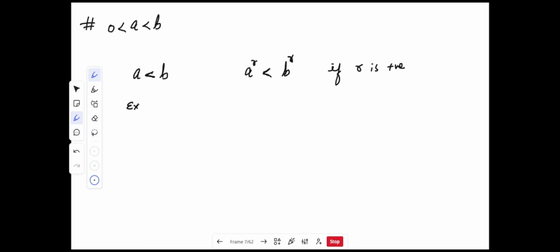First, take an example. We have 2 less than 3, and if you take a positive power, let's say +2 here and +2 here, then 2 square is 4, less than 3 square, 9. So this is true. It means that while performing a positive power on an inequality, there won't be any change in the symbol of inequality.